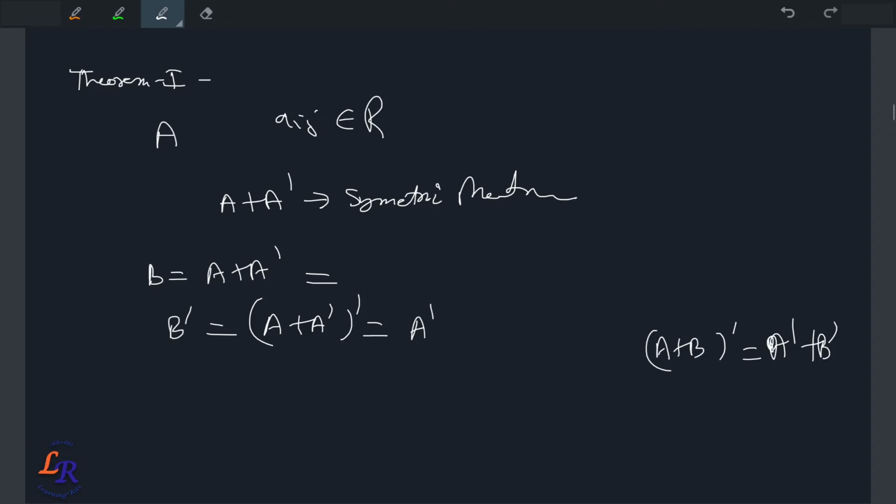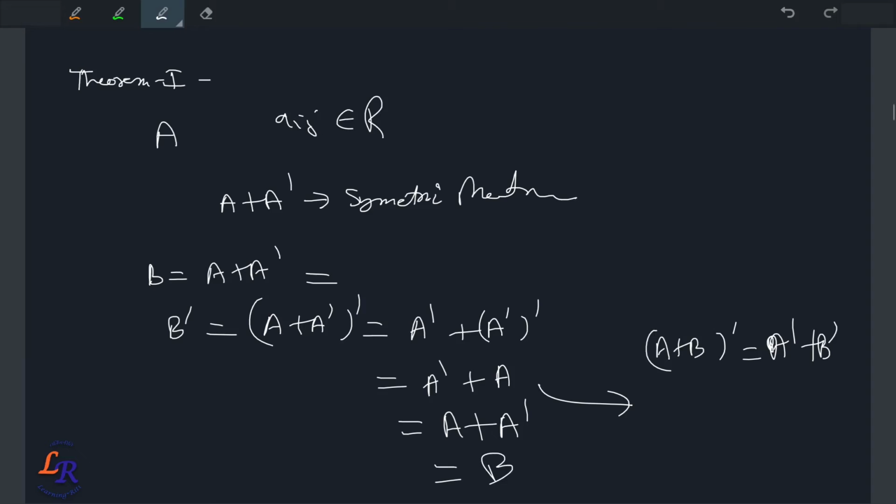From there you can utilize A transpose plus A transpose, and now we know that the transpose of a transpose is the same matrix, so it will be A dash plus A. As we know, matrix addition follows the commutative law, so you can write it as A plus A dash. You can see that you get the same value, equal to B. So the transpose of the matrix gives the same matrix, so the addition of that is a symmetric matrix. Similarly, the theorem also says that A minus A dash would be a skew symmetric matrix.